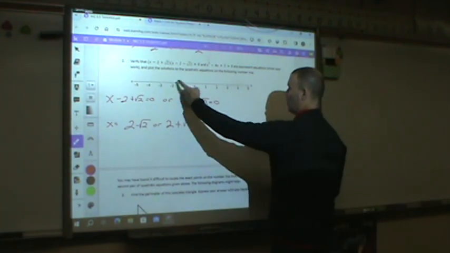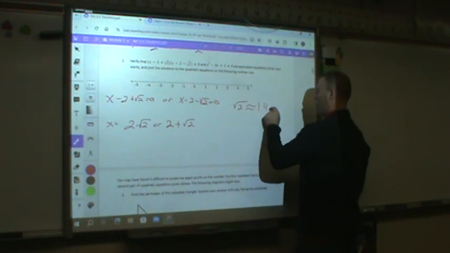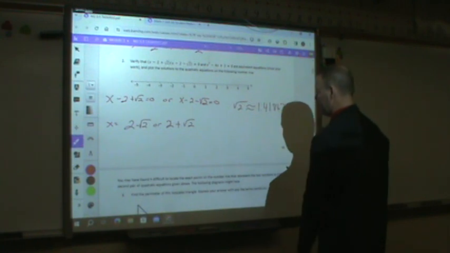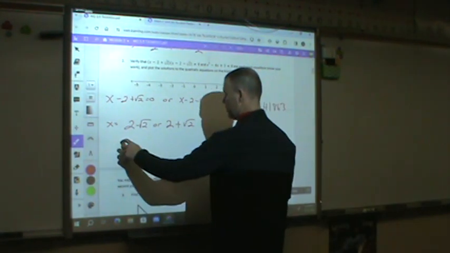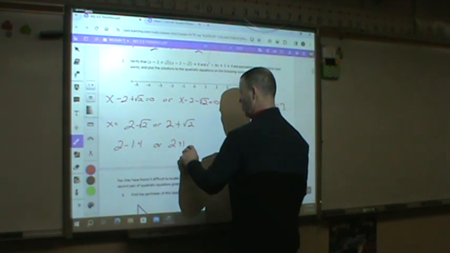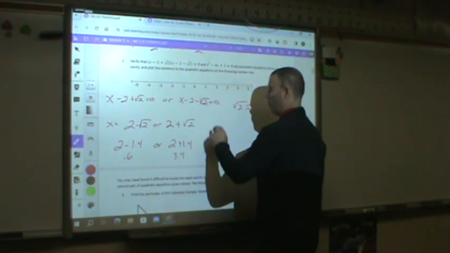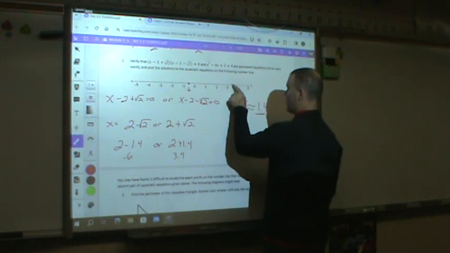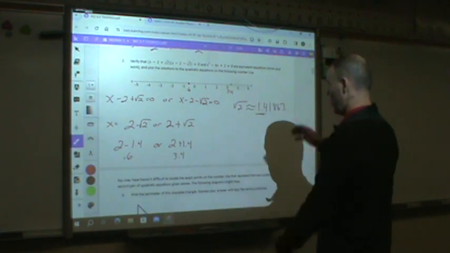Well, I still don't know where to put them on the number line. Okay, well the square root of 2 is approximately 1.41863 blah blah blah. We use 1.4. This is all we use. So this becomes 2 minus 1.4 or 2 plus 1.4. Or 0.6, or 3.4. So 0.6 is a little over halfway in between. 3.4 is a little less than halfway between. So that's where those go.